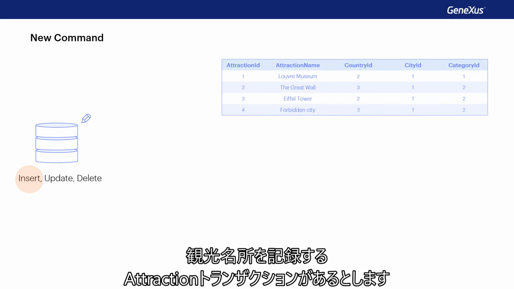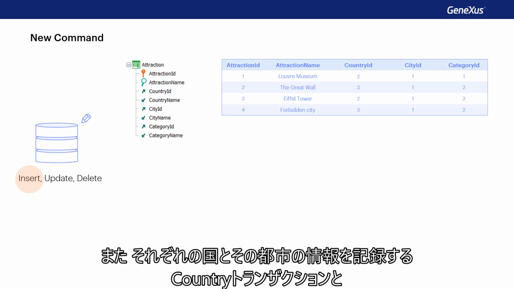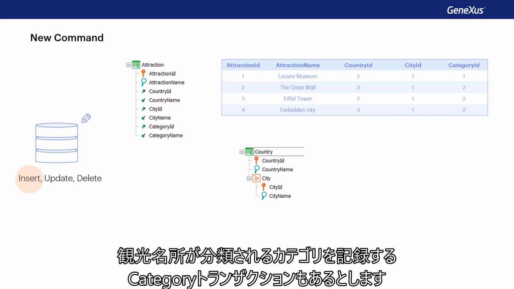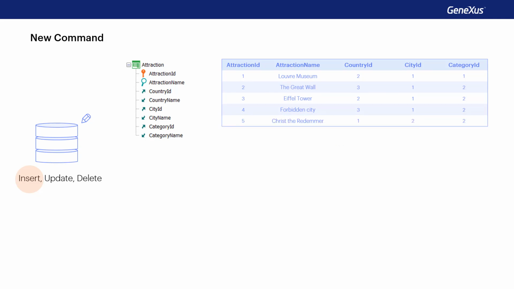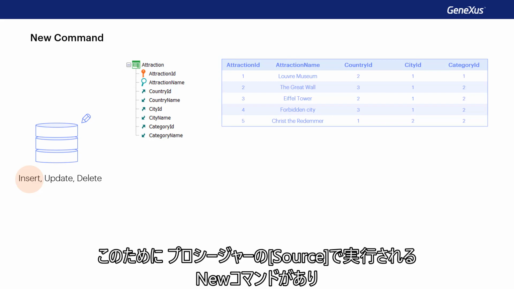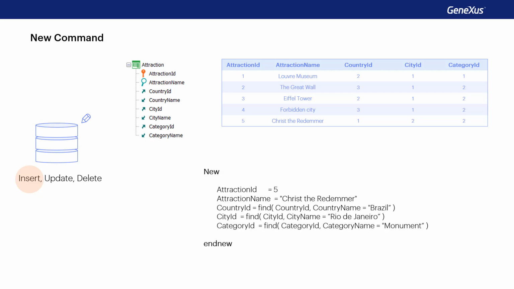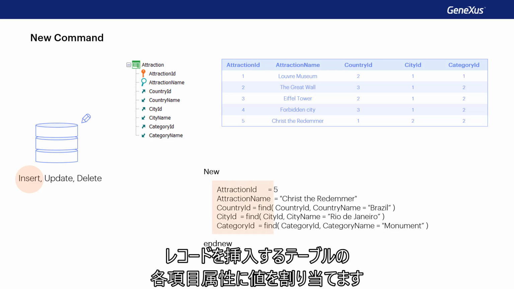Suppose that we have the attraction transaction, which records tourist attractions, where there will also be a country transaction that records the information of each country and its cities, and a category, which records the categories in which the tourist attractions are classified, and that we want to insert Christ the Redeemer through a procedure in the table associated with attraction. To this end, we have the new command executed in the source of the procedure, assigning a value to each of the attributes of the table for the record we want to insert.